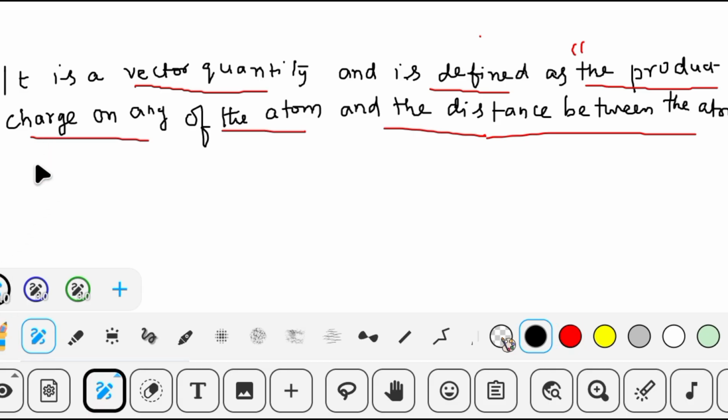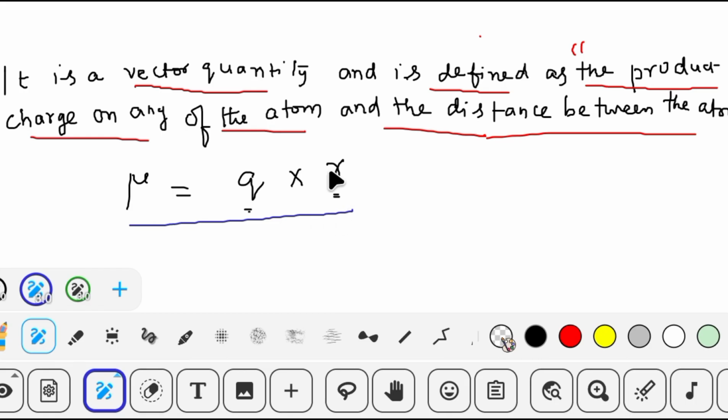At the same time, whenever they ask the formula of dipole moment, the symbol mu is used, and the modulus of the dipole moment value is equal to the charge on the atom into the distance, r. You can write d or r, where q is the charge and r is the distance separating the atoms. You will use this formula whenever they ask the formula of dipole moment: mu is equal to q into r.